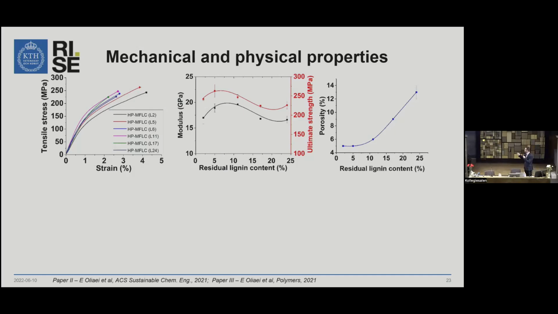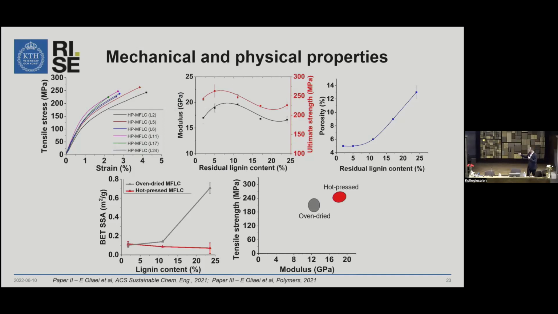in those samples. We also measured specific surface area, and you can see in this plot that the hot pressed MFLC show reduced specific surface area compared to oven-dried samples, particularly for the very high residual lignin content. And with this hot pressing, we were able to push the mechanical properties, the tensile strengths and modulus, to much higher values.